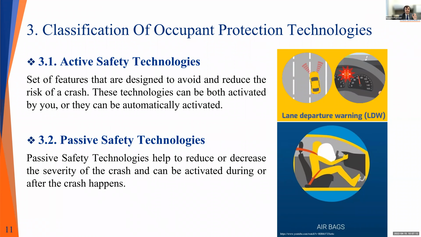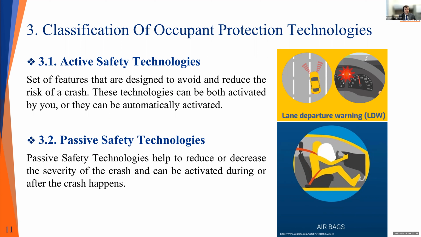The first category is active safety technologies. These technologies are avoiding drivers getting into crashes. It means that they're trying to save you as much as possible, make sure that you are in the lane, make sure that you are driving safe. And these are called active safety technologies.